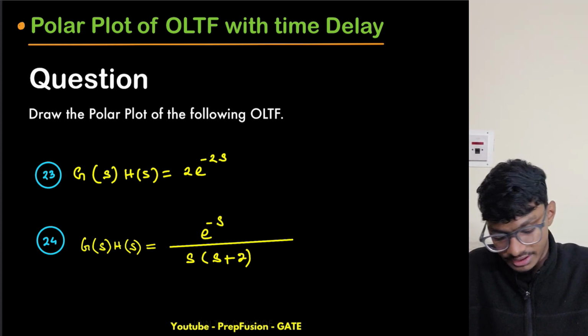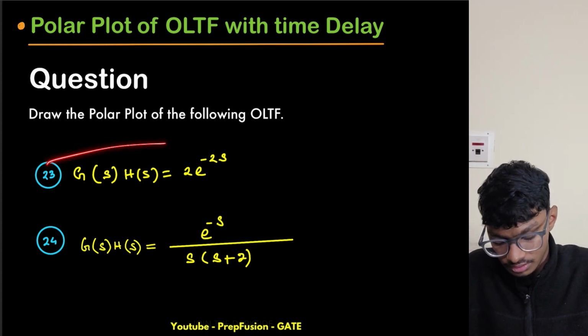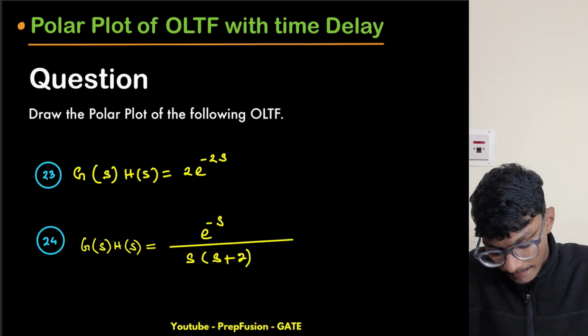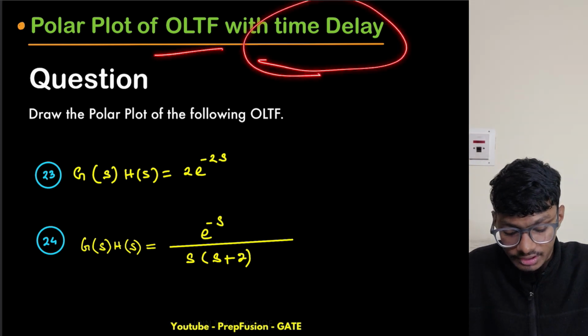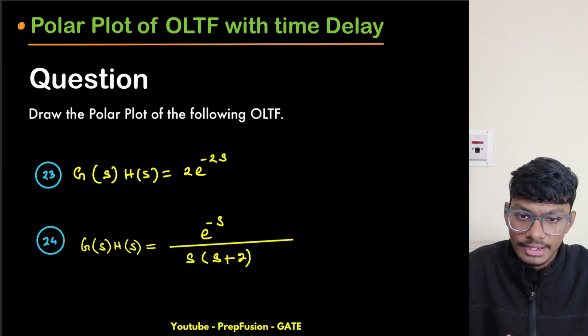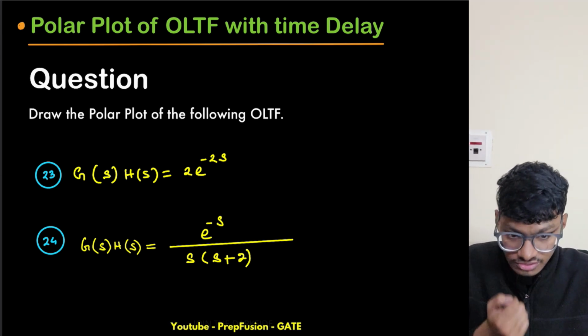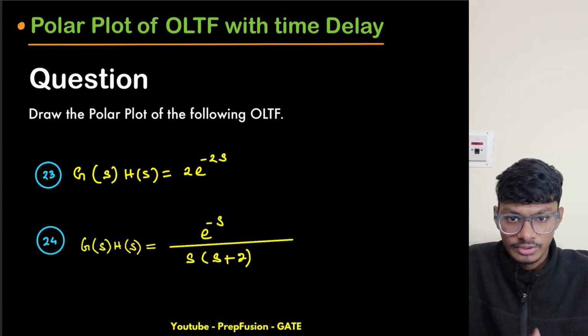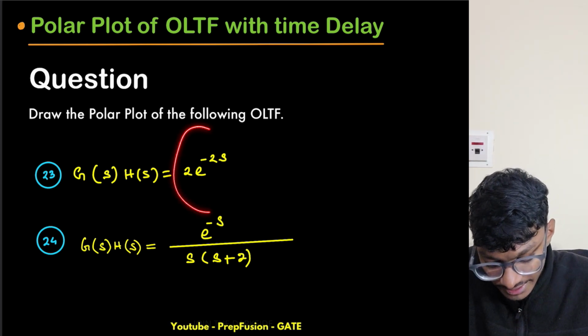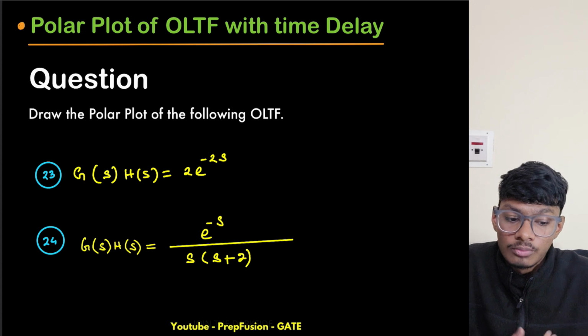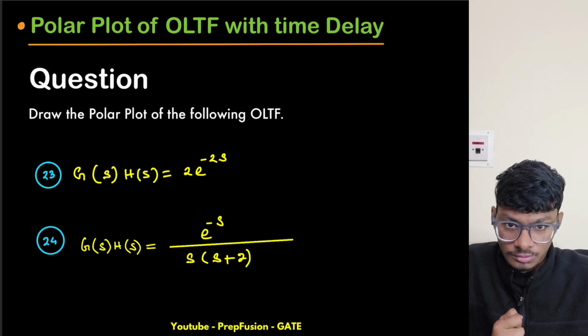So what is the next question? Again, plot the polar plot of OLTF with time delay. What does time delay represent? Time delay in the time domain, let's say x of t becomes x of t minus T. So in the frequency domain, what happens? In the frequency domain, I get an exponential term. Now how to plot the polar plot for those?